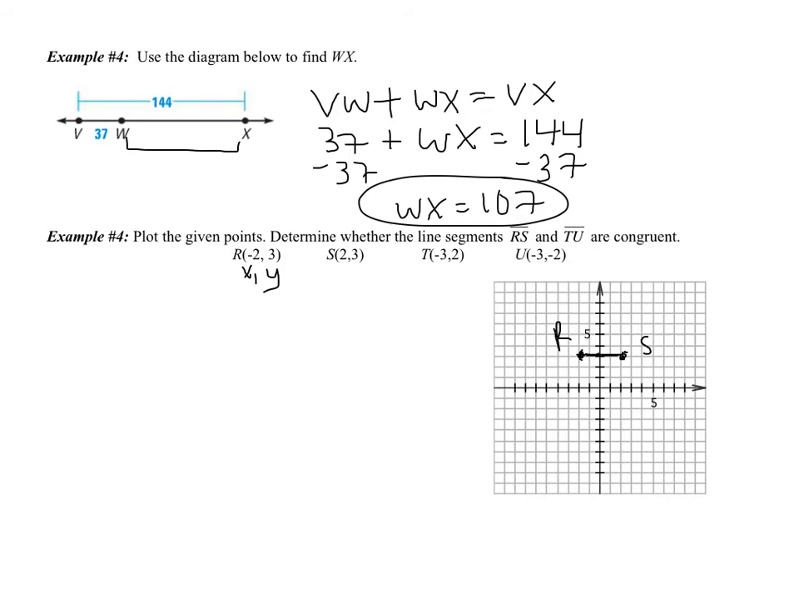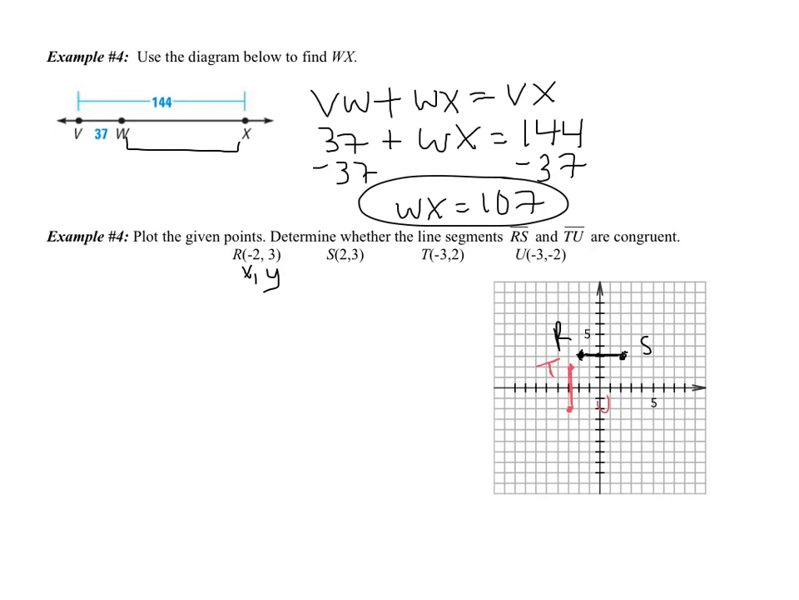And then I also have TU. T is -3, 2 right here. T there. And then U is -3, -2, which is right here.